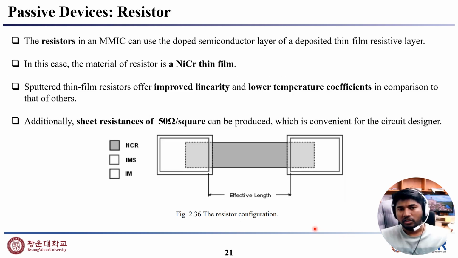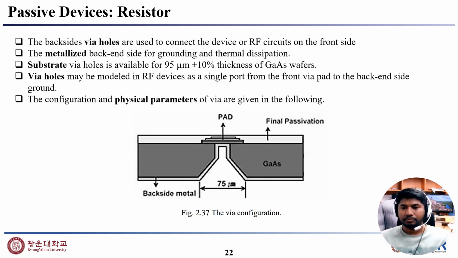Then resistor. The resistor in MMIC can use the doped semiconductor material layer or deposited thin film resistive layer. In this case, the material of the resistor is nickel chromium thin film, and this resistor can offer improved linearity and lower temperature coefficient, and a sheet resistance of about 50 ohm per square can be produced, which is convenient for circuit designers.